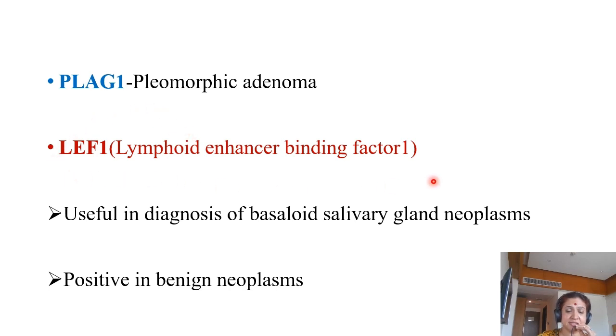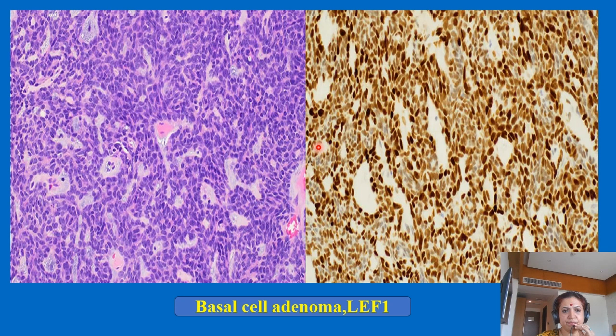Another important marker that is highly useful, and coming up, is LEF1, lymphoid enhancer binding factor 1, because basaloid salivary gland neoplasms are a diagnostic challenge, and this helps in diagnosing them, because this marker is positive in benign basaloid salivary gland neoplasms. So this is a basal cell adenoma, a cellular basal cell adenoma. You can know how difficult it may be to differentiate from an adenoid cystic carcinoma, with the solid pattern and all. But here the LEF1 is of help, as it is nicely showing nuclear positivity.